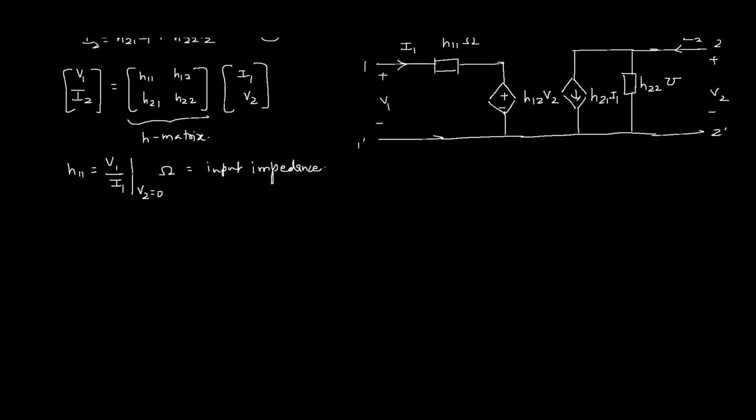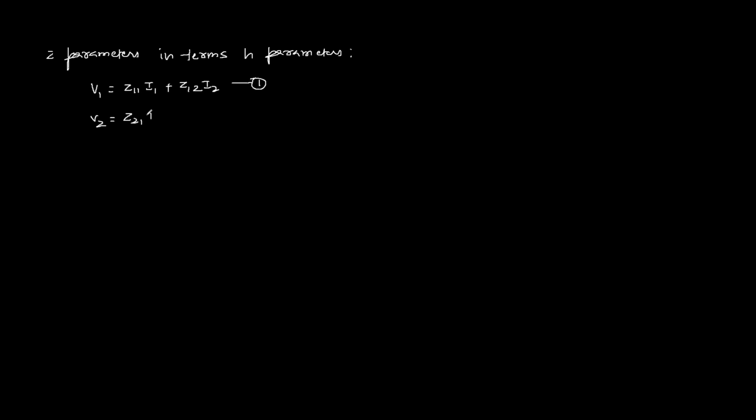Now we will write Z parameters in terms of H parameters, or it is the conversion of H parameter to Z parameter. The equations for Z parameters are V1 equal to Z11 I1 plus Z12 I2. This is the first equation. The second equation is V2 equal to Z21 I1 plus Z22 I2.